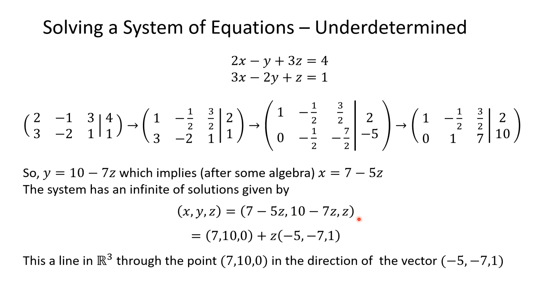And then we can break this into two vectors. One was the constant, 7, 10, and basically the 0 plus the z. So we get this vector. And then the terms that have a z in them, we factor the z out of it, and we get z times -5, -7, and 1. And so our solution is the straight line in three-dimensional space going through the point 7, 10, 0, and in the direction of the vector -5, -7, and 1.